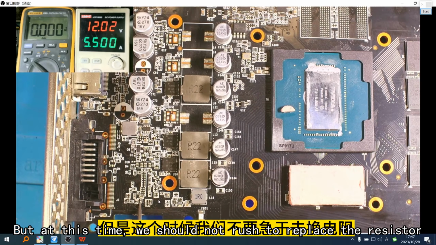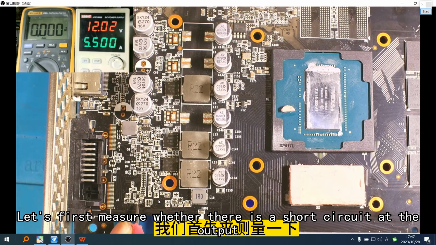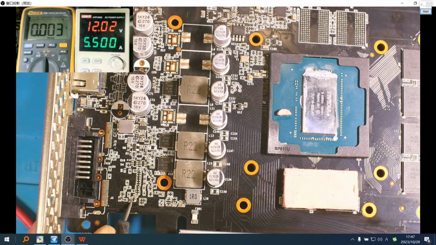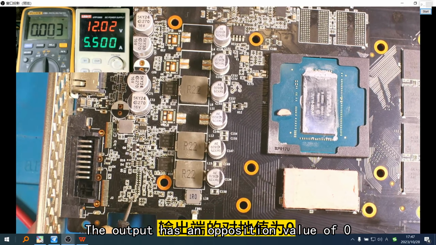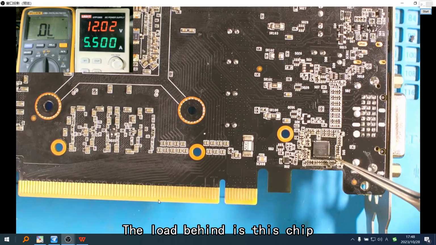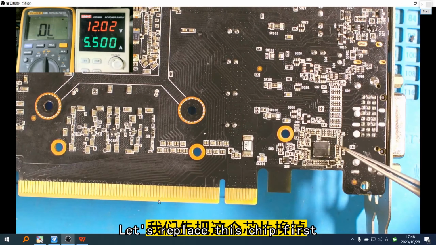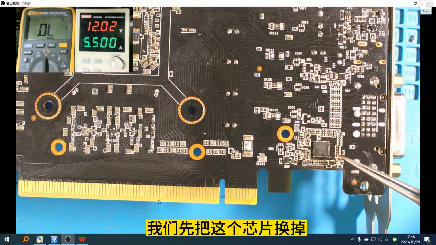But at this time, we should not rush to replace the resistor. Let's first measure whether there is a short circuit at the output. The output has a resistance value of 0. It means that this resistor was burned out due to a short circuit behind it. The load behind is this chip, so let's replace this chip first. I changed the chip. At present, there is still no core power output.